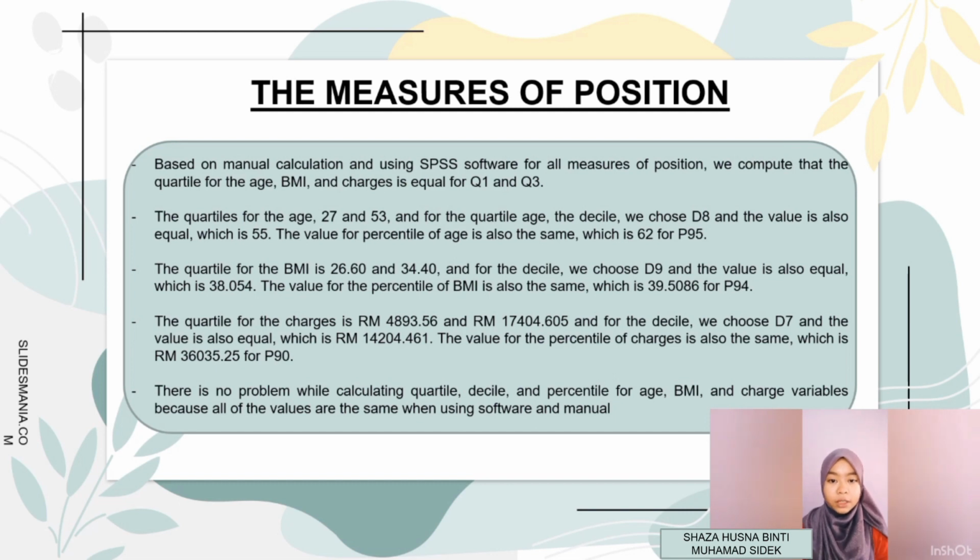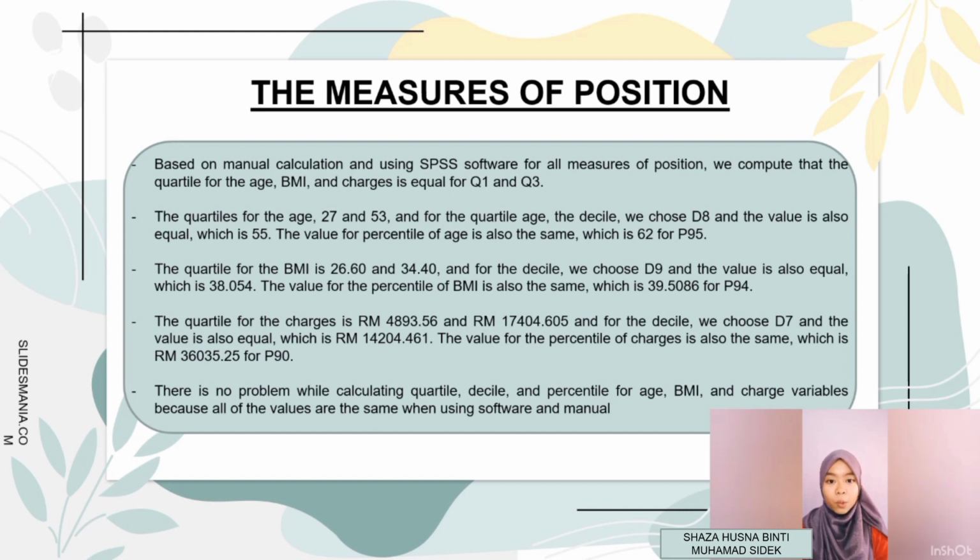Next, the quartiles for the BMI are 26.60 and 34.40. For the decile, we chose D9 and the value is also equal, which is 38.054. The value for the percentile of BMI is also the same, which is 39.5086 for P94.